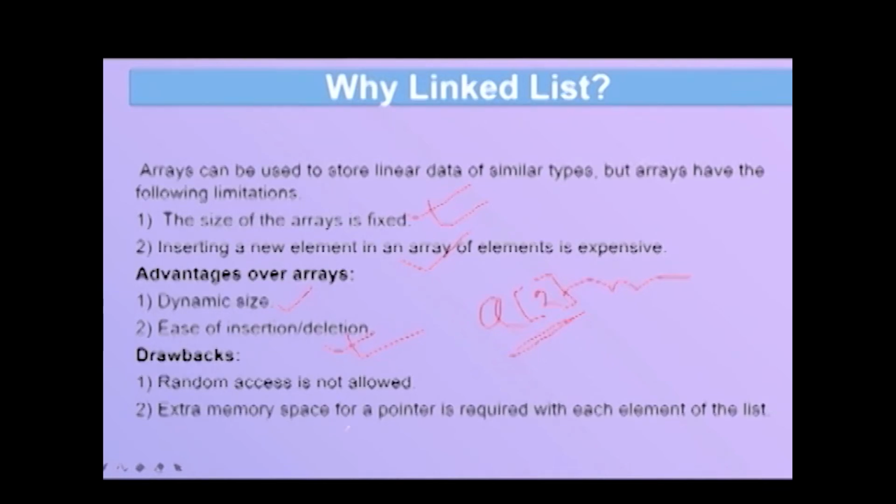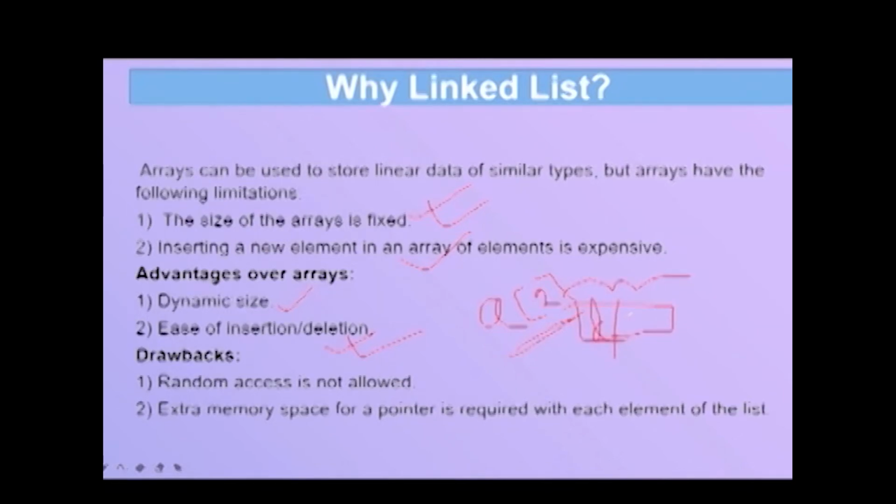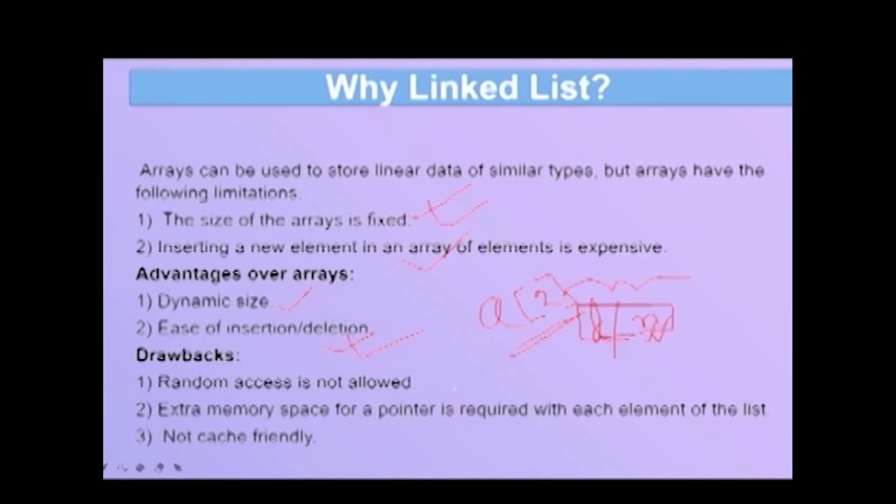Then extra memory space for a pointer is required with each element of the list. In a linked list we have a data field, and this is a pointer. We need a pointer to link with another node, this is the next pointer. So this needs extra memory space, right? That's why a linked list needs more memory. So this is not cache friendly, right?